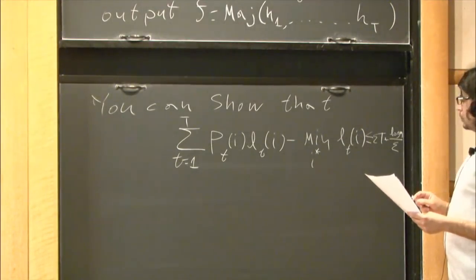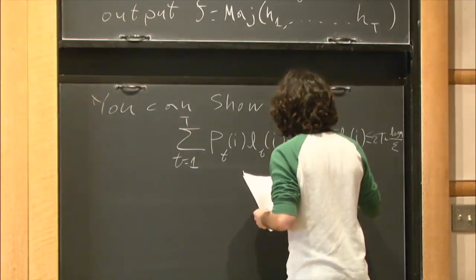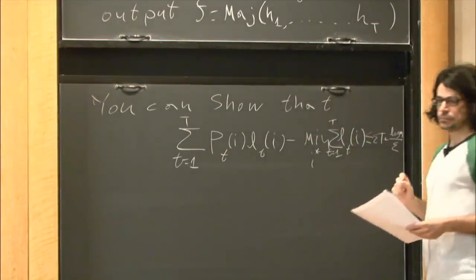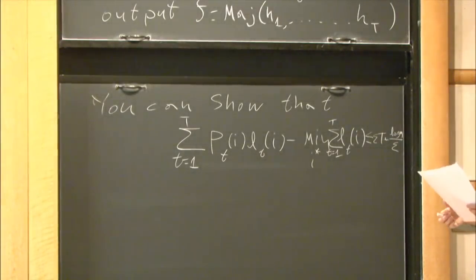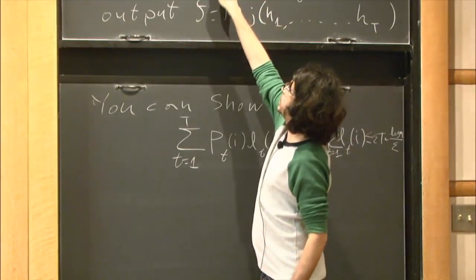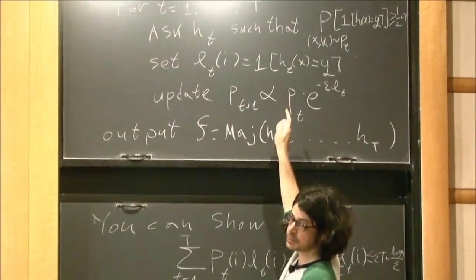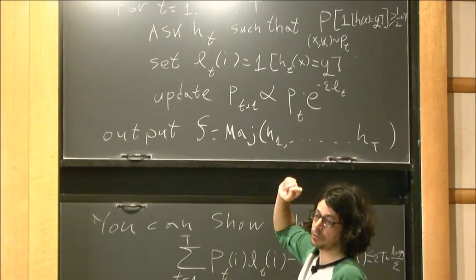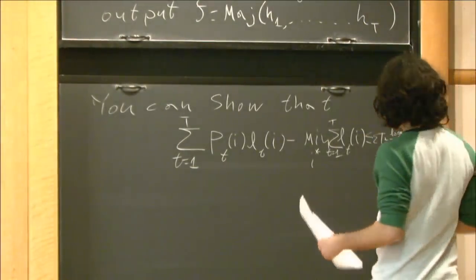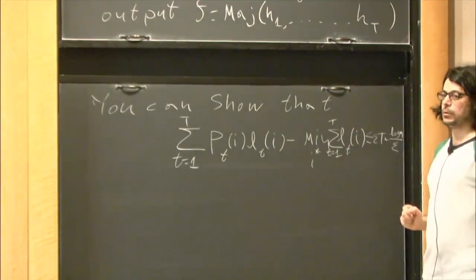L_t(i) is a Boolean vector. At each iteration, I define a vector which is 1 when you are correct on that example, and 0 when you are wrong. So L_t(i) is 1 if h_t(x_i) equals y_i. You can think of the worst coordinate as a point where you are mostly wrong.